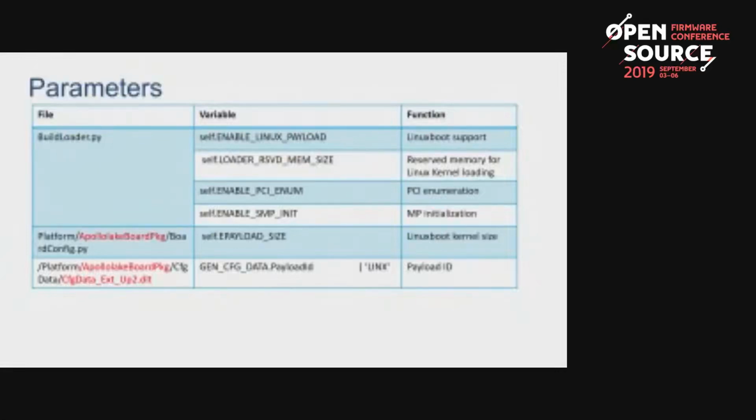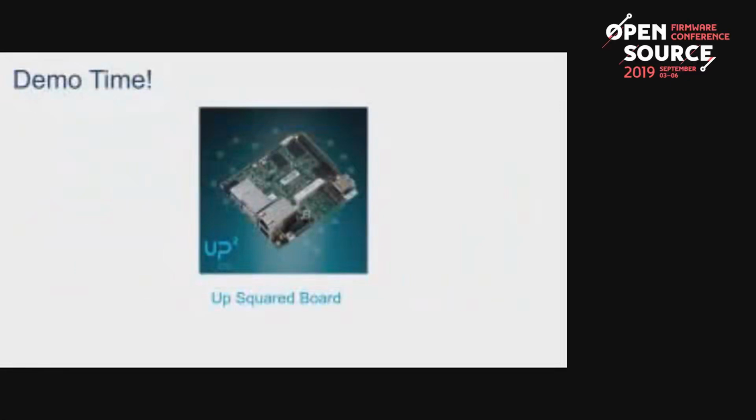Also, I highlighted in red that for QEMU, you have to go to the QEMU package folder. The first one is the payload size itself. You change it according to your kernel size. And the second one is you have to add the payload ID to support Linuxboot. So that's all. Quite straightforward, right? So let's go to the demo.